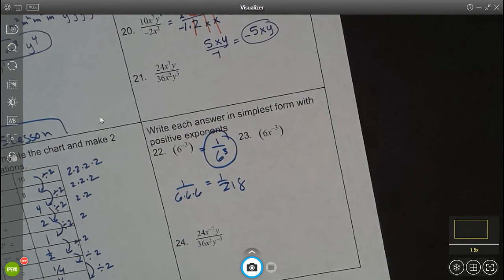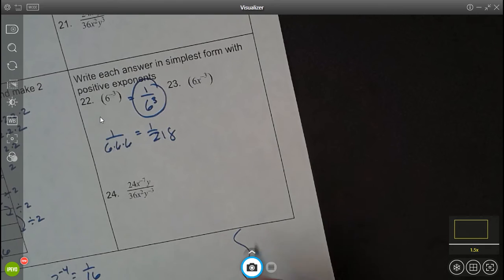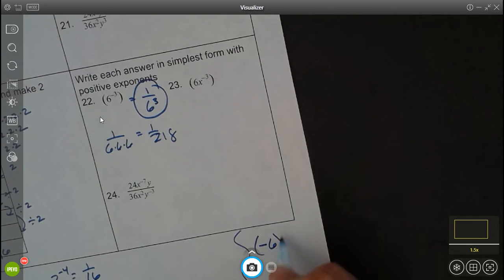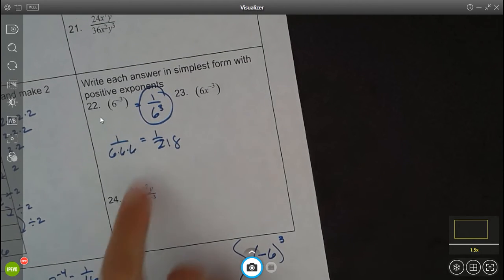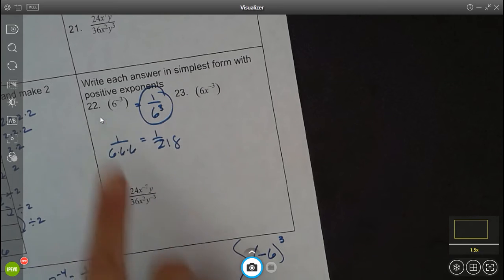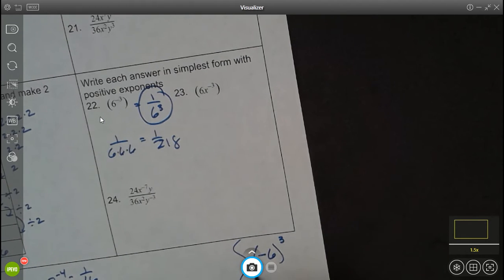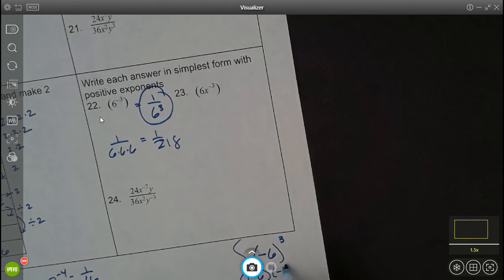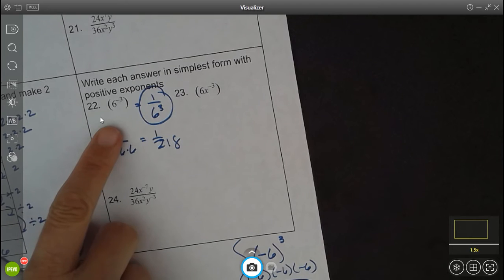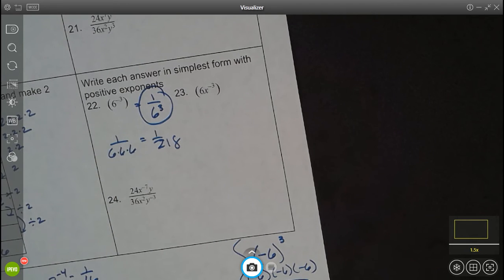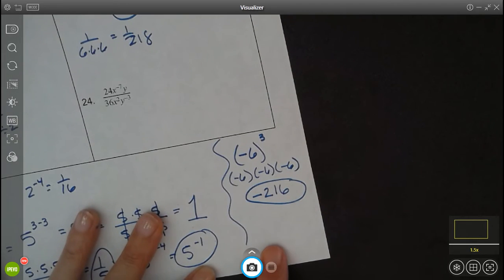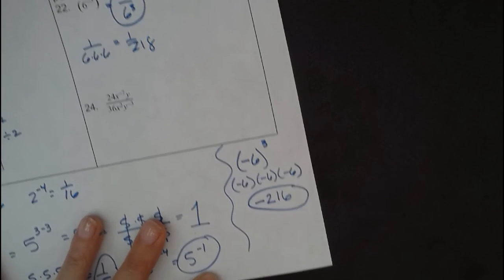Okay. What gets confused with that is negative 6 to the 3. Notice here the negative is on the exponent. Here the negative is on the base. This is negative 6 times negative 6 times negative 6, which is negative 216. Here the negative is on the power. Here the negative is on the base. Creates a big difference, but the two problems look very similar.